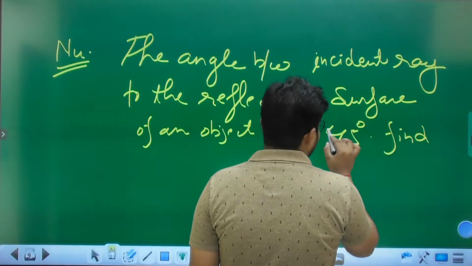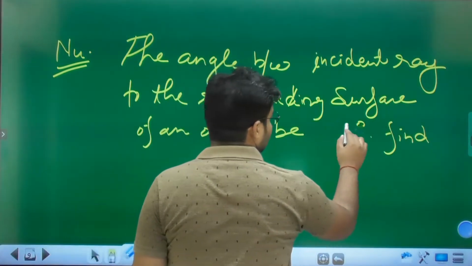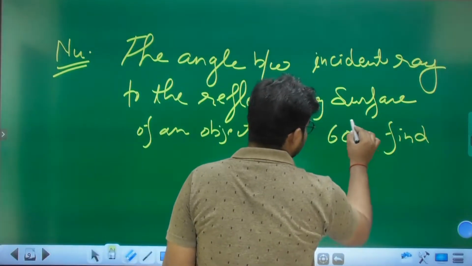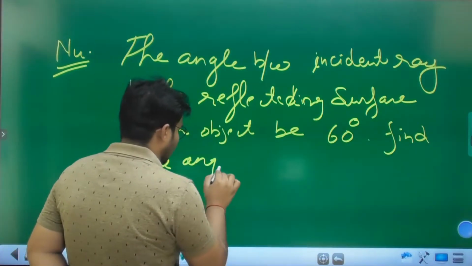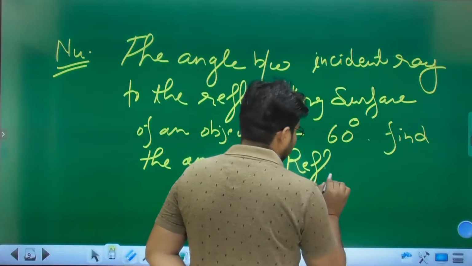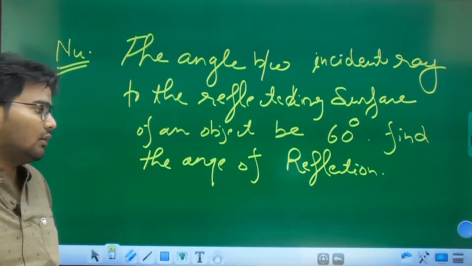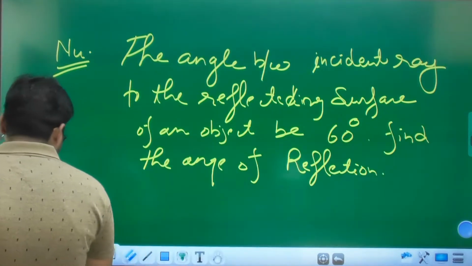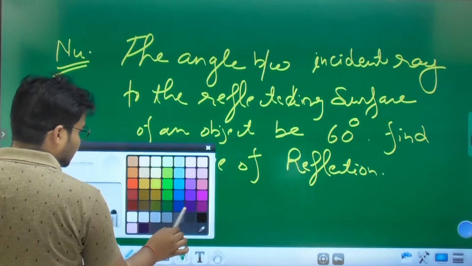45, not we will take 60 degree. Find the angle of reflection. You have to find the angle of reflection. Clear? So the question, listen, read the question carefully.